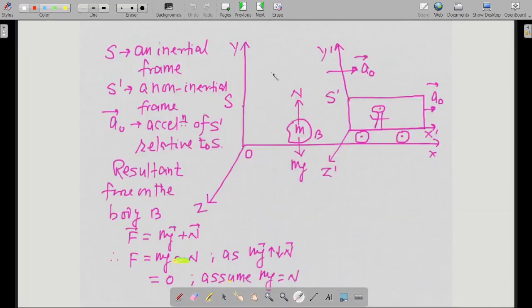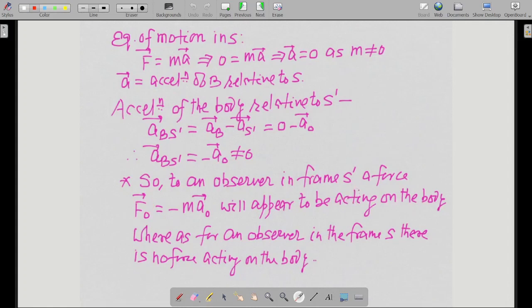So this is clear. To an observer in the frame S prime, the acceleration is minus a naught, a vector in the opposite direction. He himself is moving in this direction, that's why the acceleration vector of body B is appearing in the backward direction. So to an observer in the frame S prime, body B has a non-zero acceleration, but to an observer in the inertial frame S, body B has zero acceleration. So in the inertial frame zero acceleration, in the non-inertial frame minus a naught acceleration. So to an observer in frame S prime, force F naught equal to minus m a naught will appear to be acting, whereas for an observer in the frame S there is no force acting on the body.